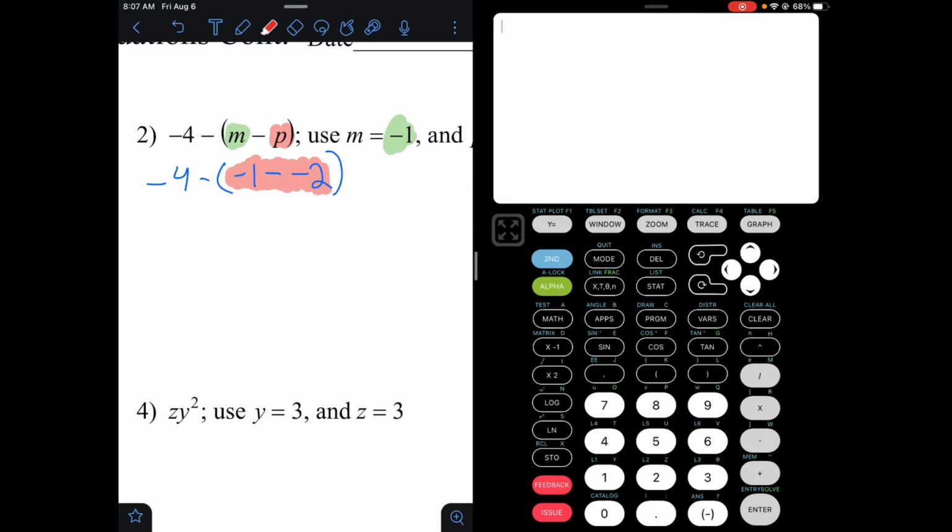Now, you could go right to your calculator. I could do -1. I'm going to use a negative sign. And then minus, so I use a subtraction sign, -2. Sorry, I forgot my negative sign there. There we go. Which would give us a 1.